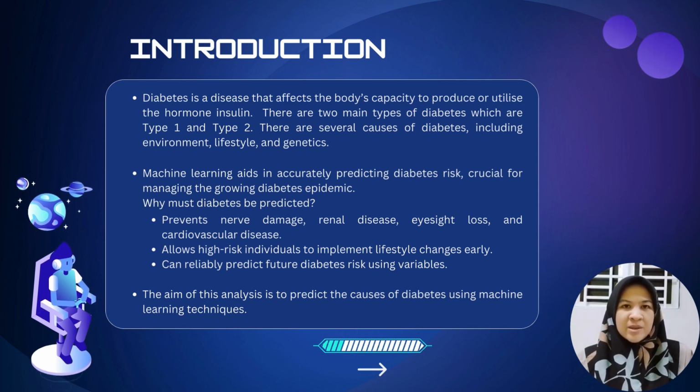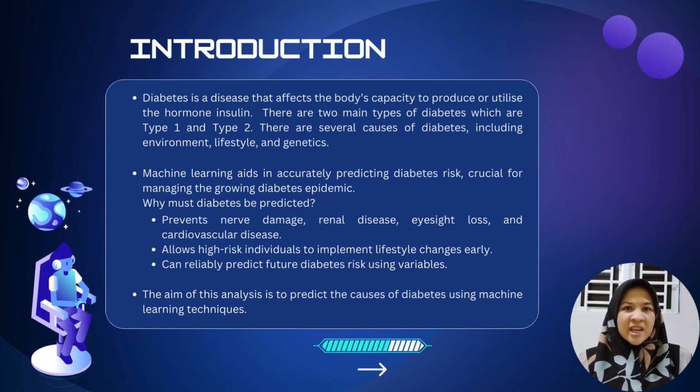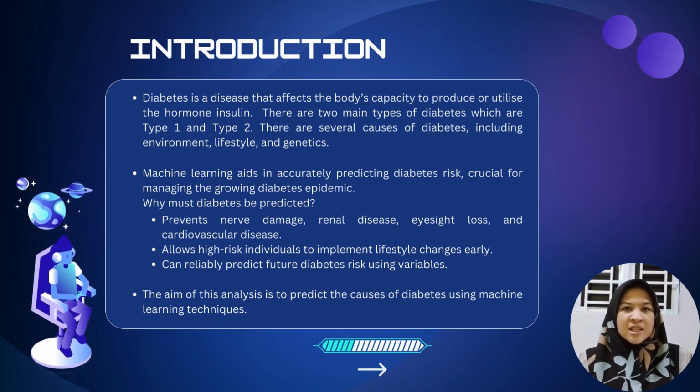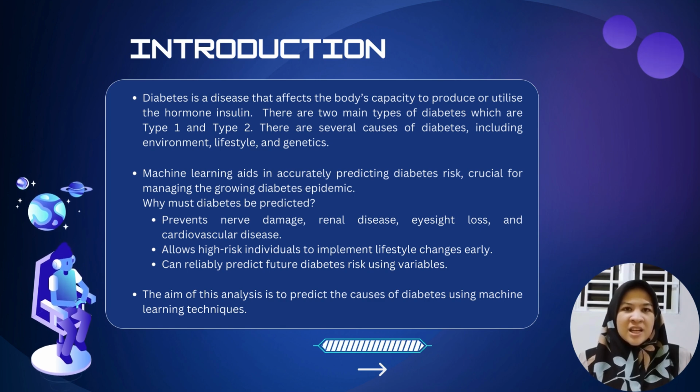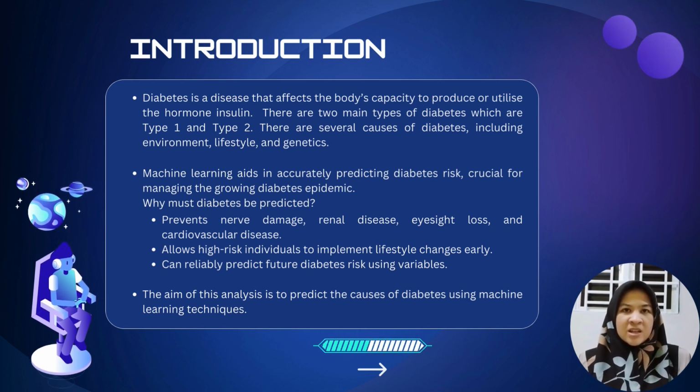Why must diabetes be predicted? Firstly, to prevent nerve damage, renal disease, eyesight loss, and cardiovascular disease with early identification and care. Next, to allow high-risk individuals to implement lifestyle changes such as nutrition early enough. Last, machine learning algorithms can reliably predict future diabetes risk using variables including age, BMI, blood pressure, glucose level, and family history. The aim of this analysis is to predict the causes of diabetes using machine learning techniques.